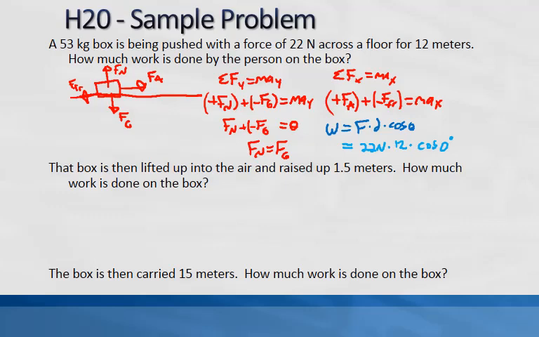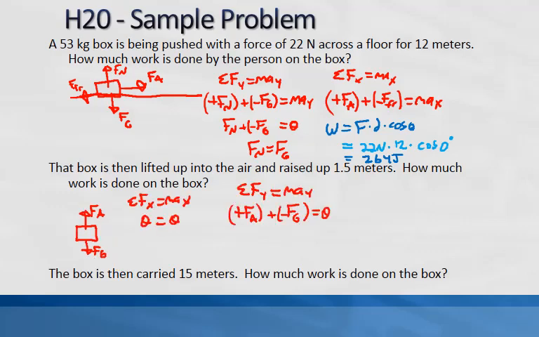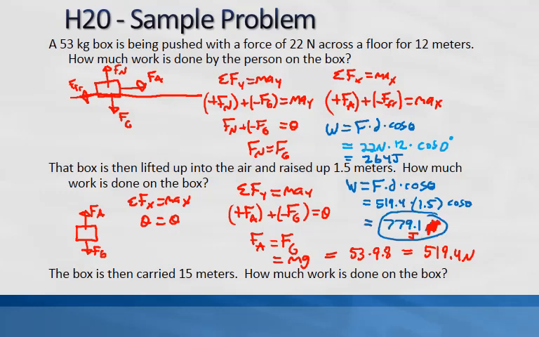The second one, the box is lifted into the air. We can do our sum of the forces. So sum of the forces in the y, positive force applied plus negative force of gravity, and those are balanced. So 519.4 newtons is the force up, and the displacement is up, the force applied is up, so the angle is 0 degrees, and we have 779.1 joules.